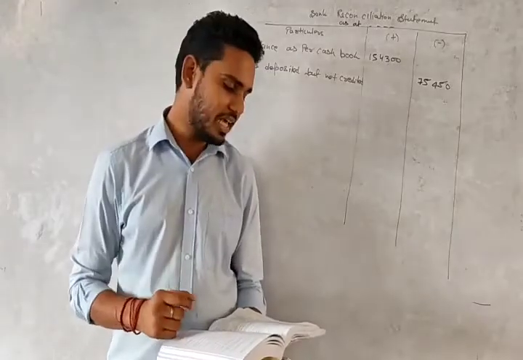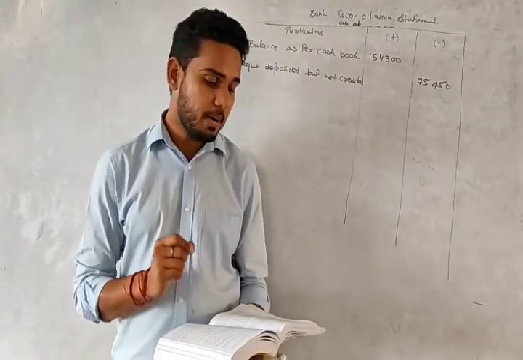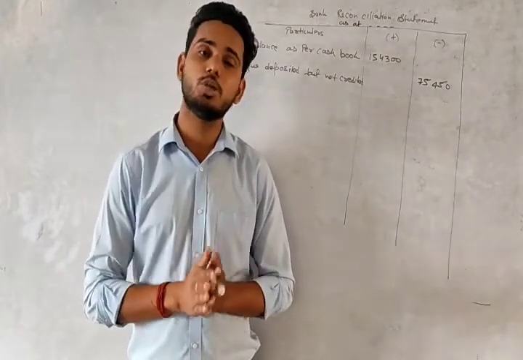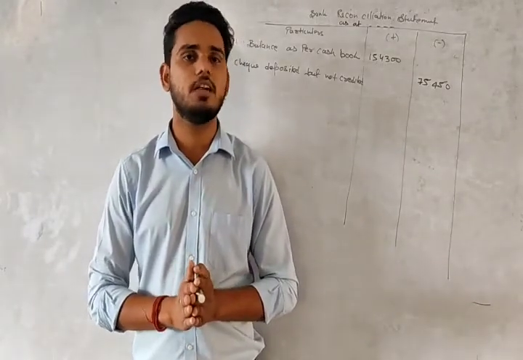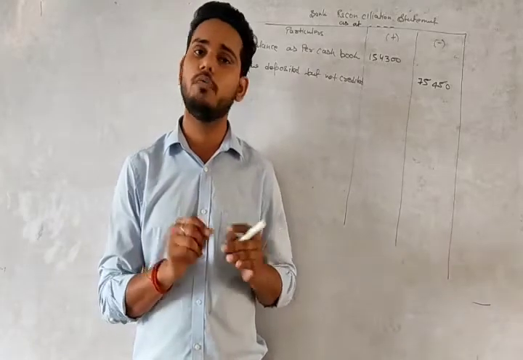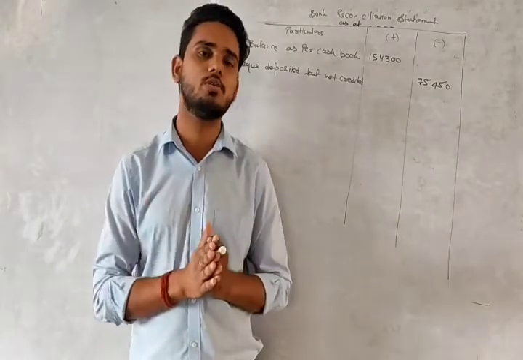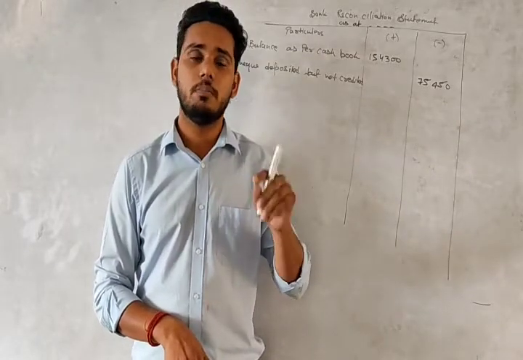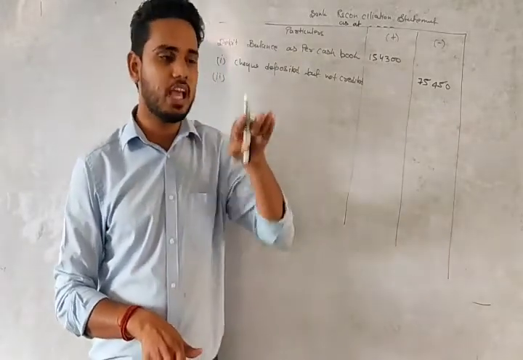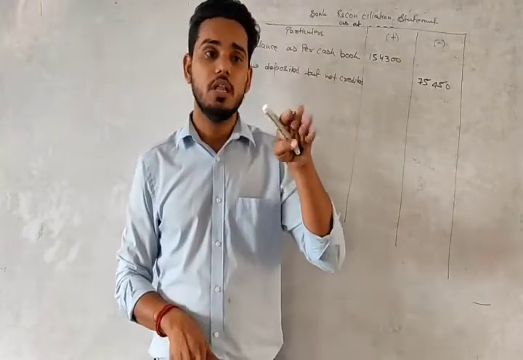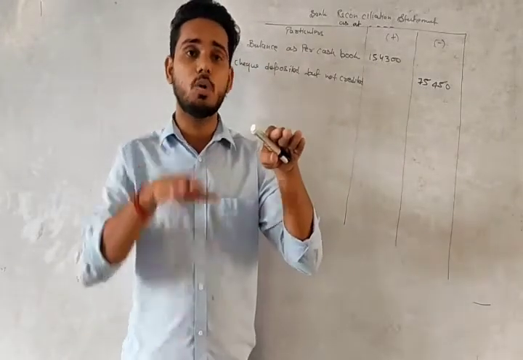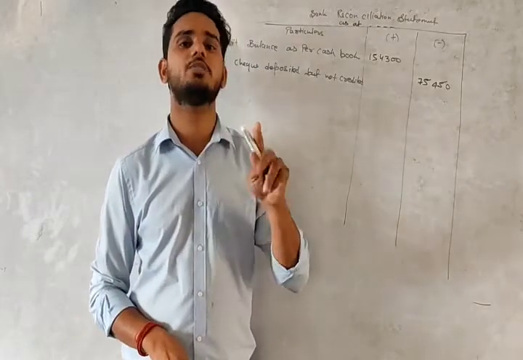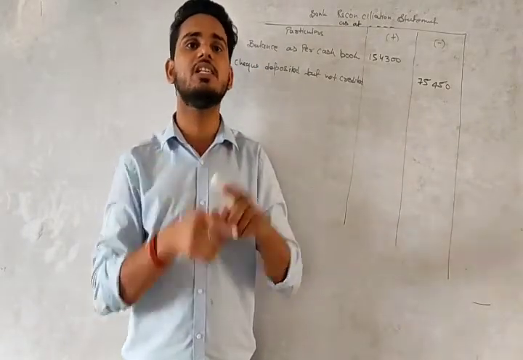The second point says check issued but not presented for payment. We have issued a check but that is not presented for payment. It means at the time of issuing the check, giving the check to someone, firstly you will decrease in cash book, but that is not presented, meaning the bank has not decreased. So what will you do? Either you can decrease in passbook or you can increase in cash book to make it equal, but you will make changes in cash book. So you will increase in cash book.